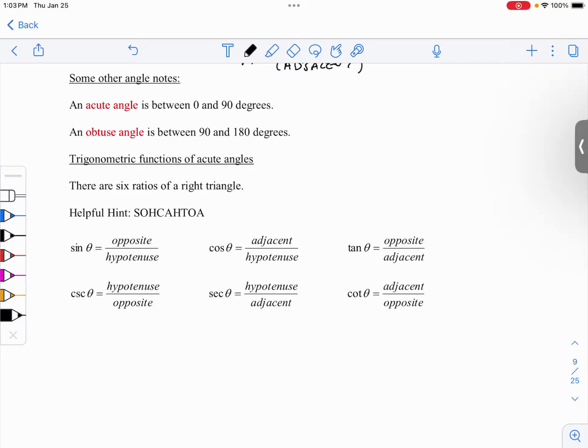So SOH, sine, is opposite over hypotenuse. CAH, cosine, is adjacent over hypotenuse. And TOA, tangent, is opposite over adjacent.